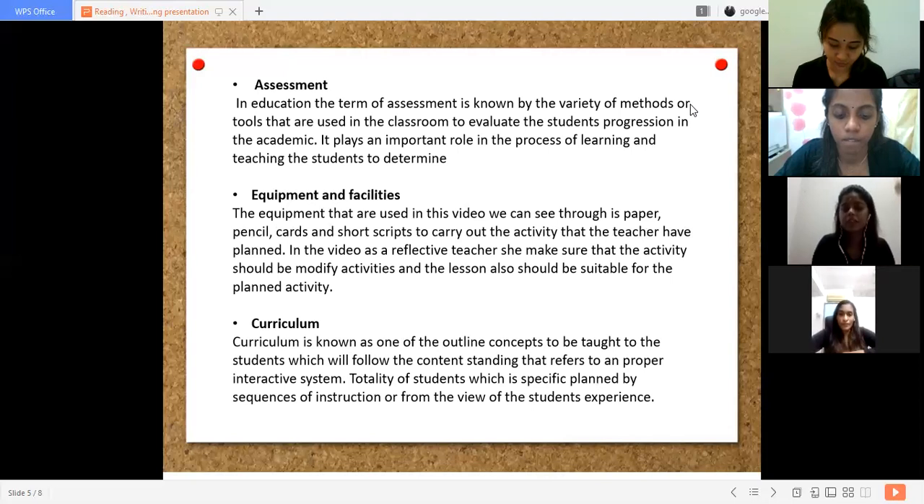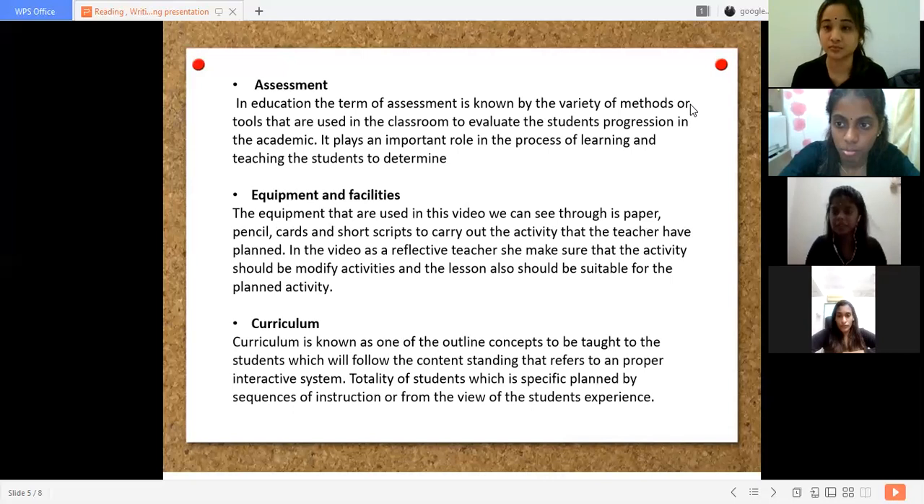But if suddenly when the teacher is teaching there's no pen, no marker pen, and she doesn't have the proper material to conduct the class, she will be getting nervous and the class will be a disaster. So that's all. Next, Alicia will explain about curriculum.